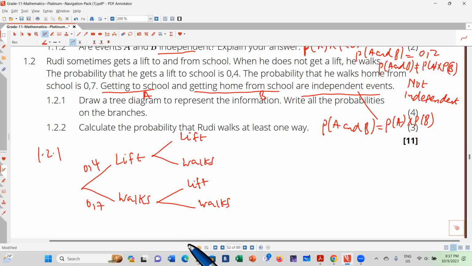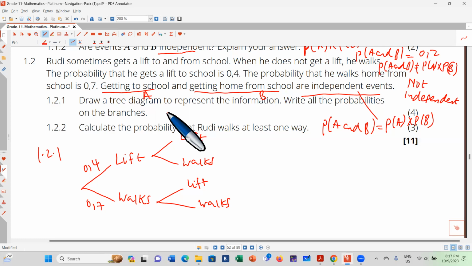Okay, there are two possibilities here in 1.2.1. Rudy sometimes gets a lift to and from school. When he does not get a lift, he walks. The probability that he gets a lift to school is 0.4, and the probability that he walks home is 0.7. So we have exactly that there.